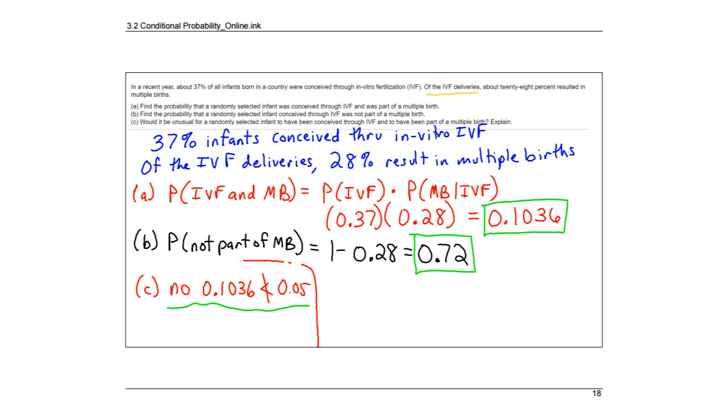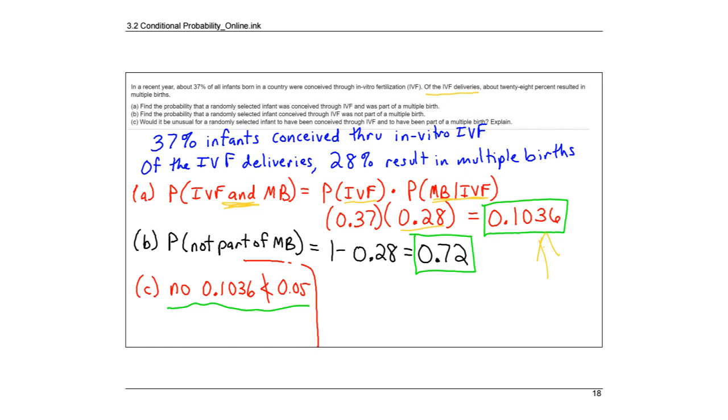Okay, so the probability of in vitro or IVF would be 0.37. Then the probability that we get a multiple birth given that we have IVF, right? That's the second sentence, is 0.28. And because we have the word and, we're going to multiply these two together. So that's going to change in the next section. But when you see the word and, you're going to multiply. That part's not going to change. We're going to have a different word. So 0.37 times 0.28 gives me 0.1036. Okay, so that's for the first one.